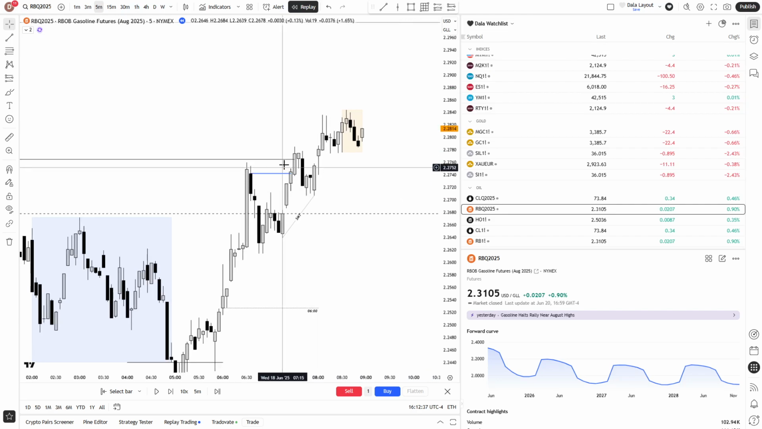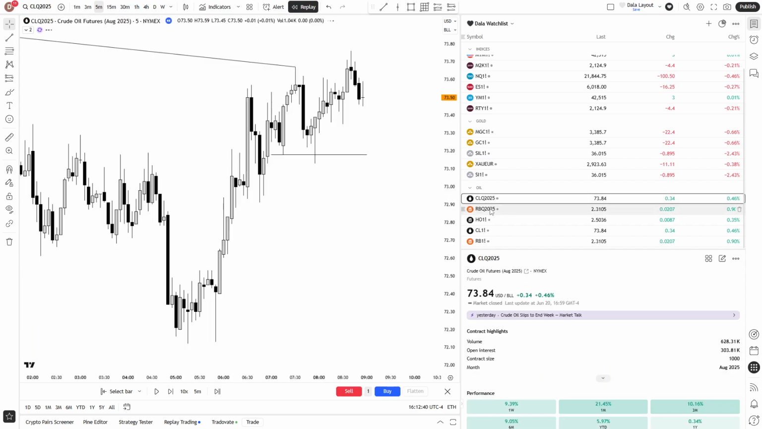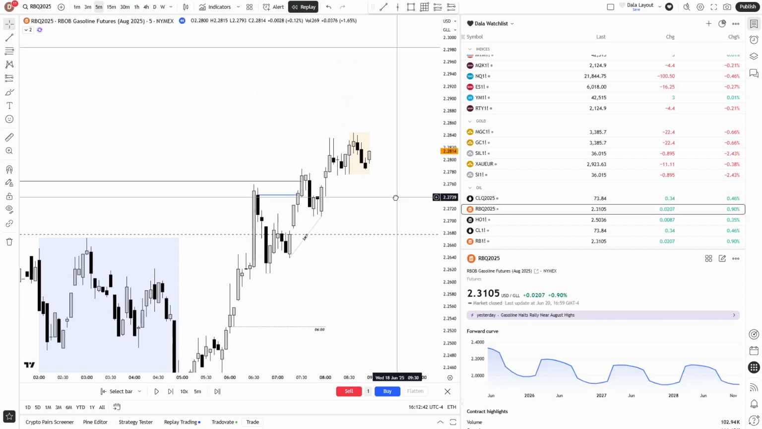And what are we doing? We're retracing back inside the range with SMT. So you can see right here how we take out this low. We have this SMT continuation signature.